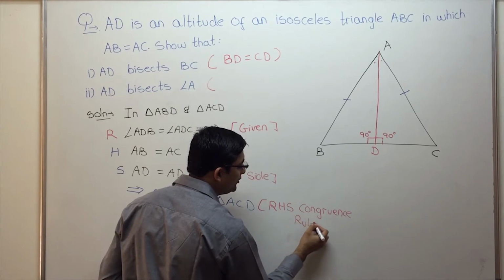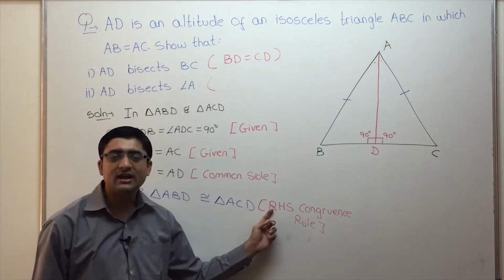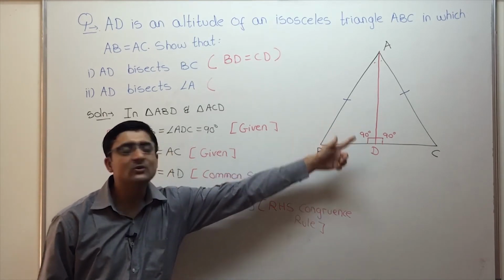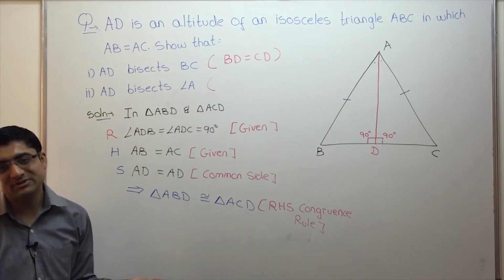So remember, the moment you see two right angle triangles, try to use the RHS criteria. The moment you see a right angle, just get the hypotenuse and one side to be equal. Hypotenuse and one side equal, the two triangles are congruent. So now that the two triangles are congruent, it is simple CPCT.